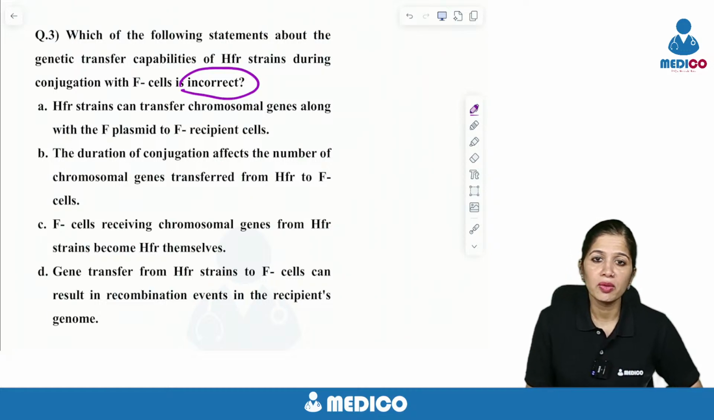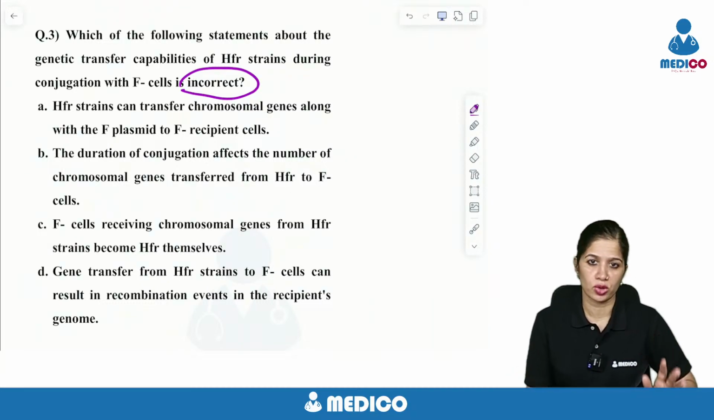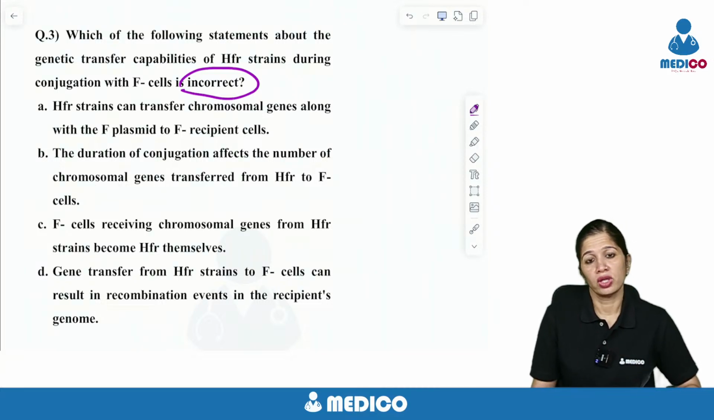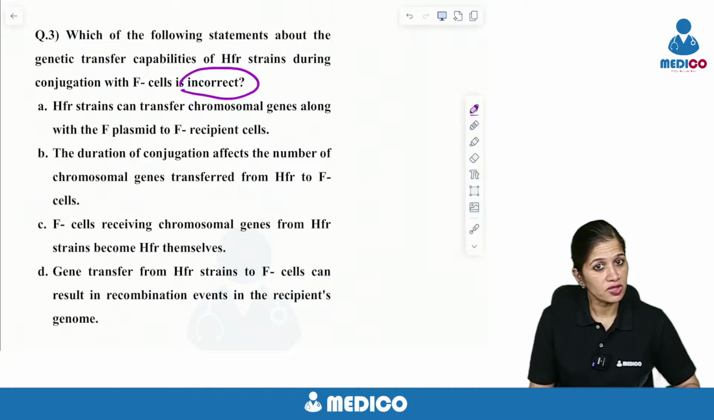So in a single word, this is a question about conjugation. They are trying to see whether you know the process of conjugation in and out. That is what this question is about. So look at the options. HFR strains can transfer chromosomal genes along with the F plasmid to F- recipient cells. So the HFR strains have got an F plasmid. Along with that, can it transfer chromosomal genes?